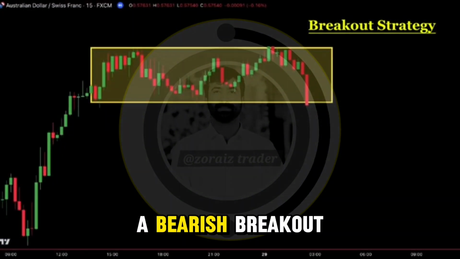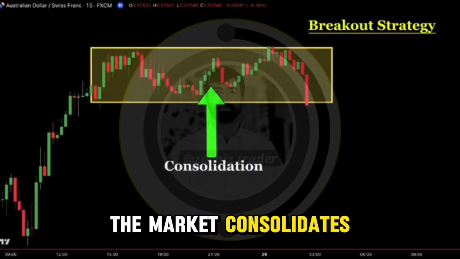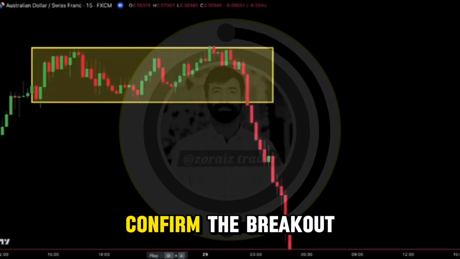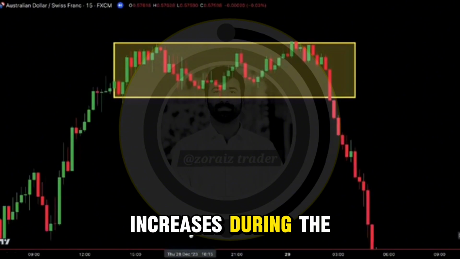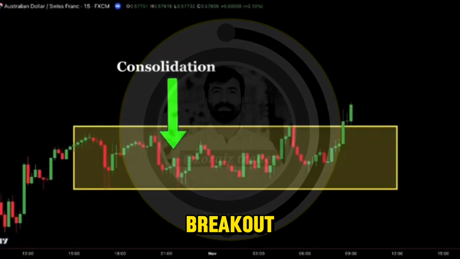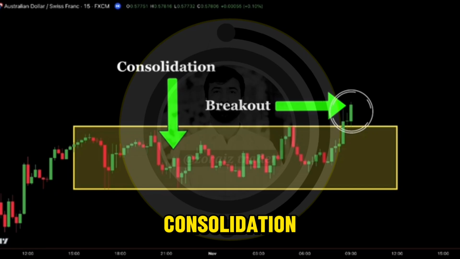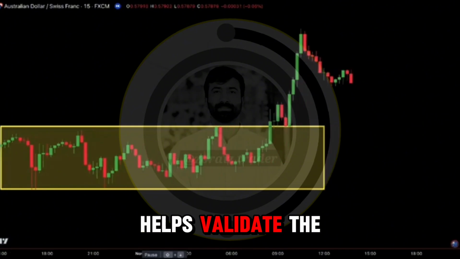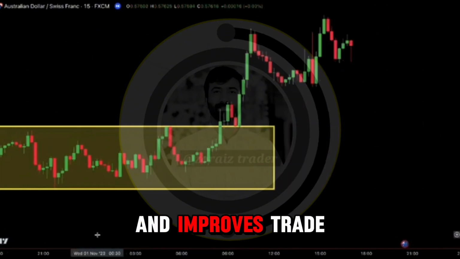For example, in a bearish breakout, the market consolidates within a range before sharply breaking to the downside, as shown by a large red candle. By checking the volume, you can confirm the breakout if selling pressure increases during the move. The same applies to a bullish breakout, where the price breaks upward from consolidation, confirmed by rising buying volume. Using factors like volume as confluence helps validate the strength of the breakout and improves trade accuracy.